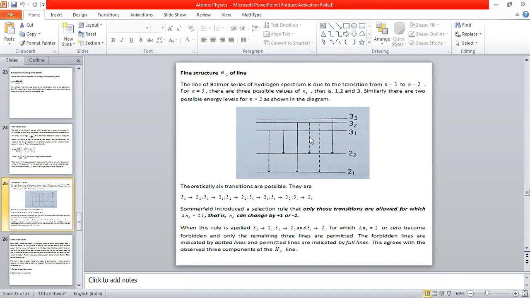Fourth transition, 3-2 to 2-2. The transition is from 3-2 to 2-2. So therefore it is 2 - 2, 0. 0 is not allowed. So therefore the fourth transition is forbidden.